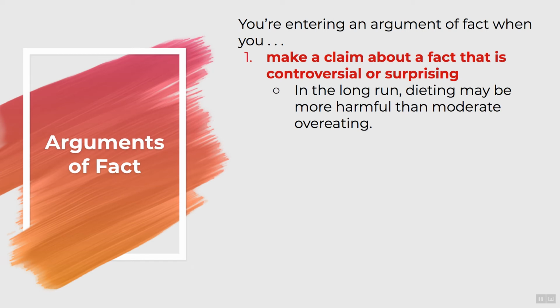You're entering an argument of fact when you make a claim about a fact that is controversial or surprising. For example, in the long run, dieting may be more harmful than moderate overeating. This goes against what most people believe. Most people believe that overeating is going to cause more harm to their health than dieting, that dieting is, in fact, the way to get healthier. So an argument that shows how this belief is flawed is making a factual argument.